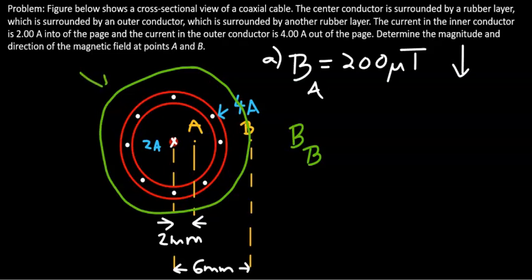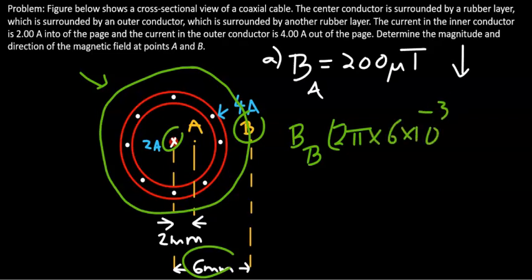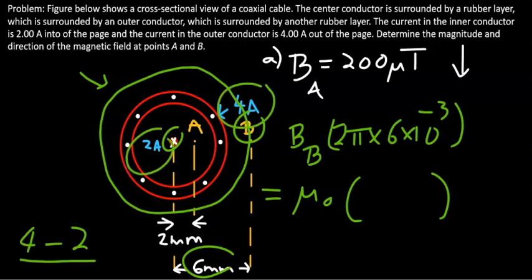This is the path. The circumference of that path is 2 pi times the radius, which is measured from here to there. It's given by 6 millimeters. So 2 pi times 6 times 10 to the power minus 3 meter. And that equals mu naught times the net current enclosed by that green path. So in this case, the net current would be 4 ampere minus 2 ampere, because the directions of this 4 ampere current and 2 ampere current are opposite. So the net current enclosed by that green path is 2 ampere.